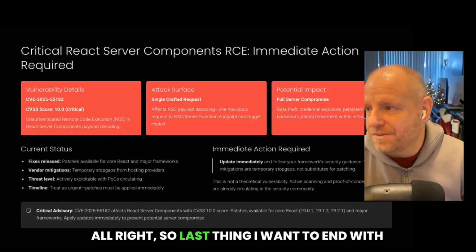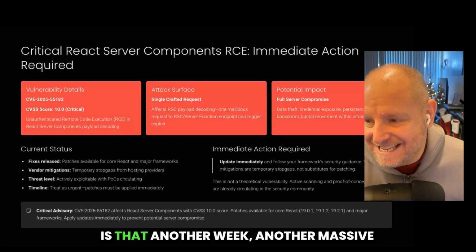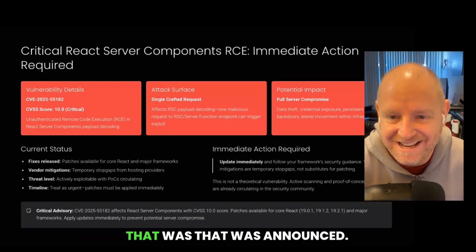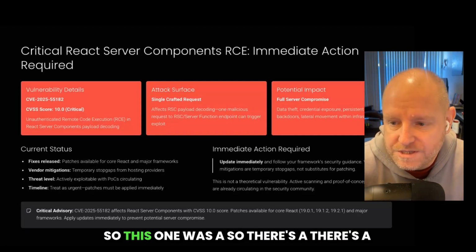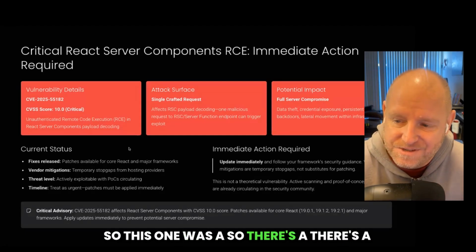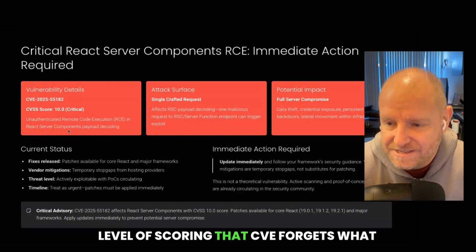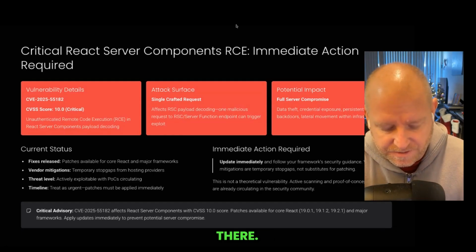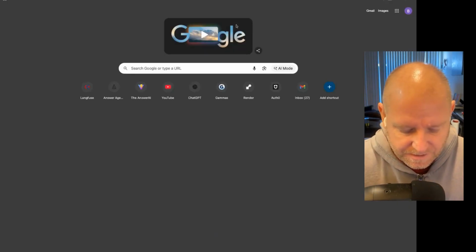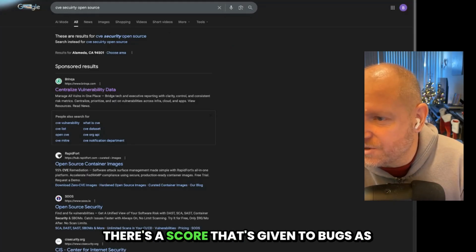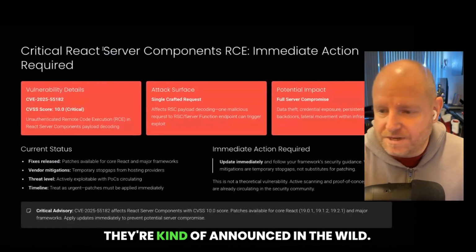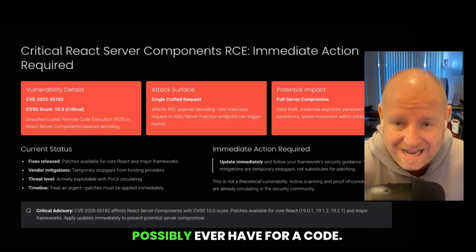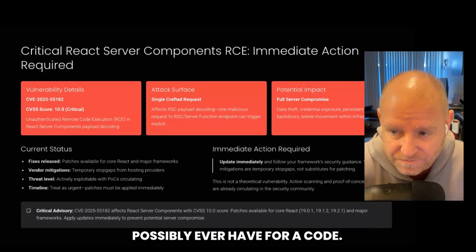All right. So the last thing I want to end with is that it's another week, another massive security breach in the world of open source that was announced. There's a scoring system, CVE, I forget what exactly it is, but basically there's a score that's given to bugs as they're announced in the wild, and this was a 10. Basically the highest level you could possibly have for a code.